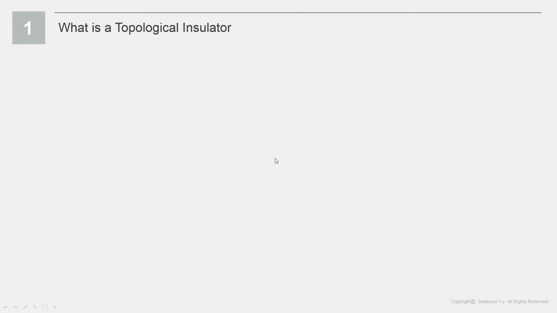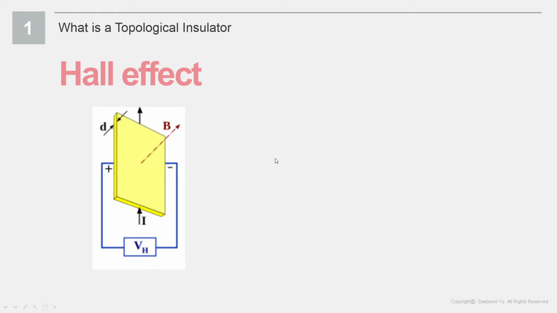To understand this topological insulator, we need to know the quantum Hall effect first. Then we have to know the Hall effect. The Hall effect refers to a phenomenon in which electrons are subject to a force in a vertical direction when a magnet is positioned in a conducting wire through which current flows.